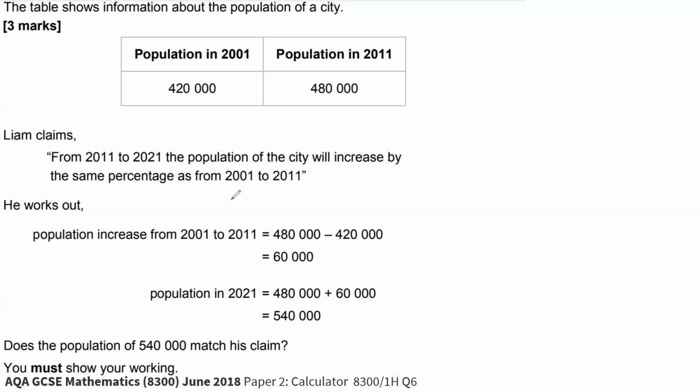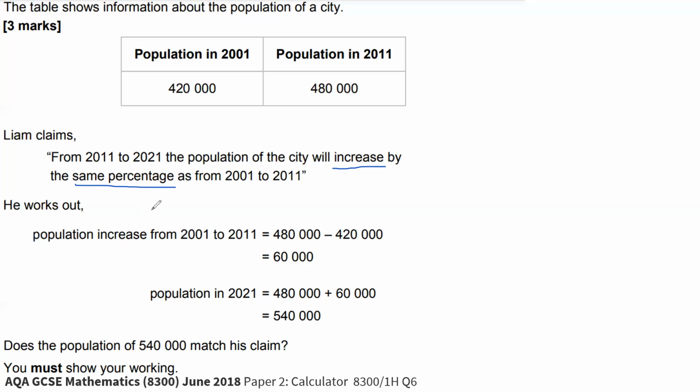So the best way to tackle this is to just work out the answer to the question, and see whether that matches the working out that he's done. We've got a percentage increase. We've been told that the population of the city will increase by the same percentage from 2011 to 2021 as from 2001 to 2011, so we need to work out what that percentage increase is. I'm just going to underline the key words: increase, which is quite important, and also we need to work out the percentage.